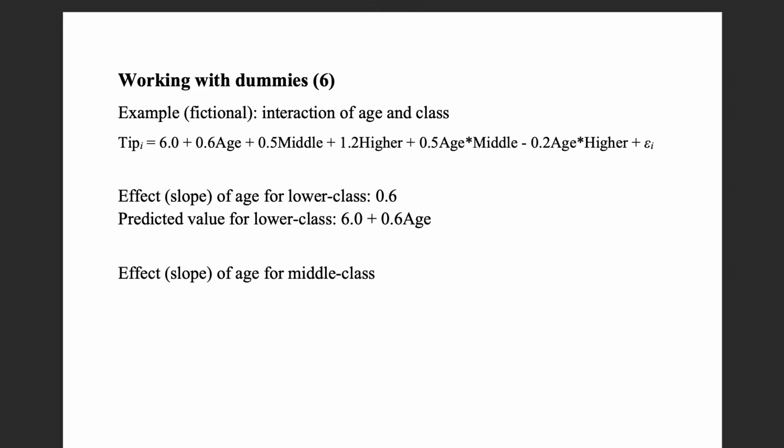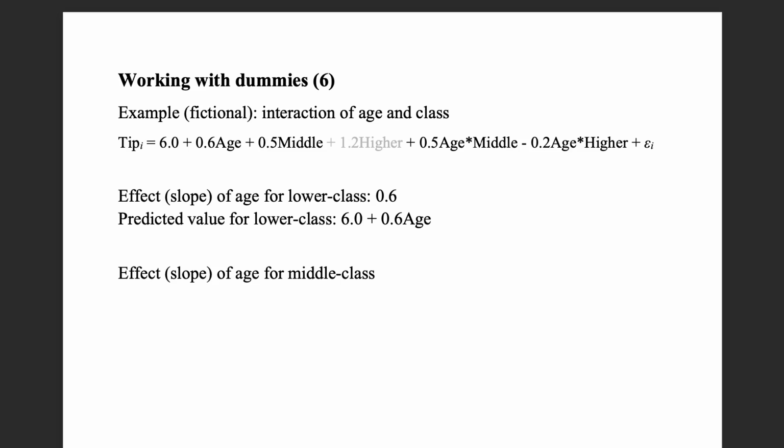Well, we can do the same thing for the middle class people. What would be the slope coefficient for people in the middle class? Again, we start with the constant of 6.0. That's the same for everybody. We have the main effect of age, 0.6. That's also the same for everybody. The middle class dummy is relevant for the middle class people because they get the value 1 on the middle class dummy. So we have to leave the plus 0.5 times middle class in the model.